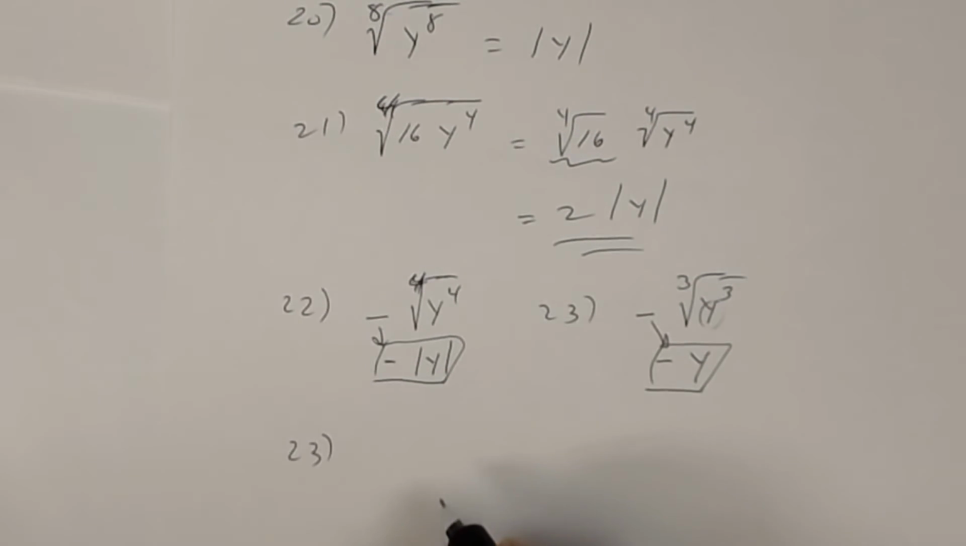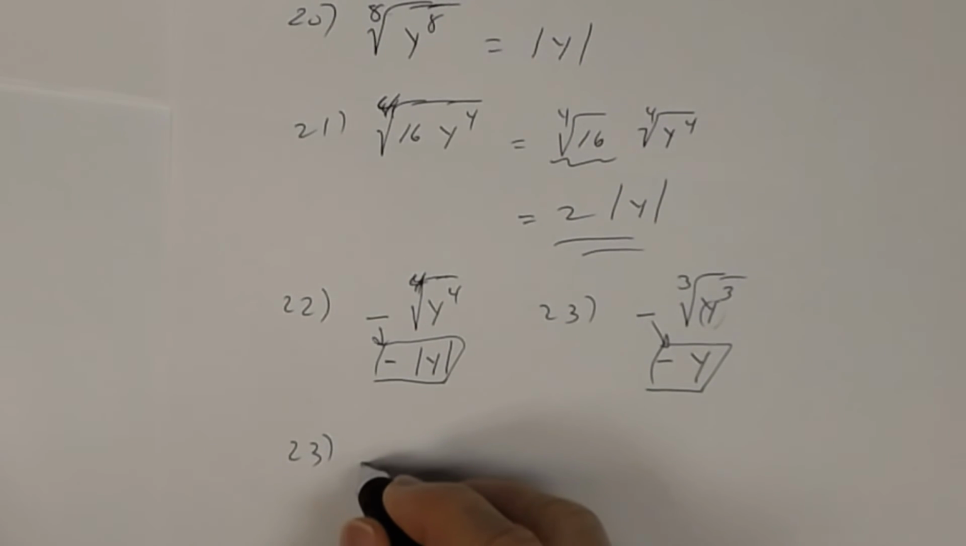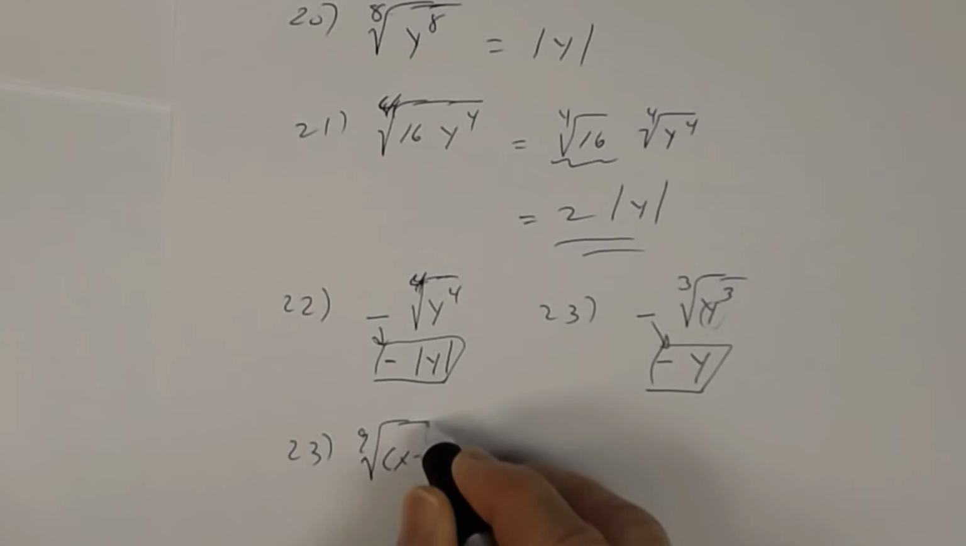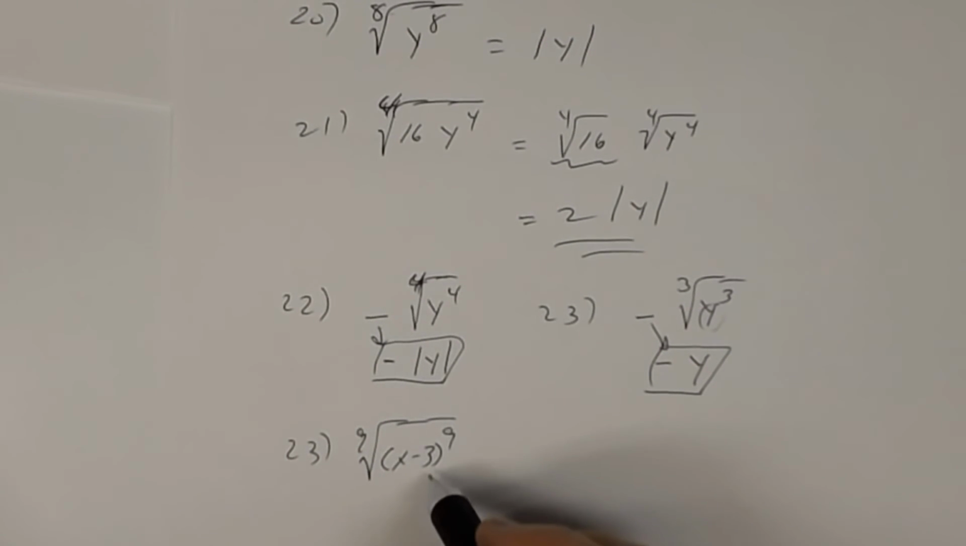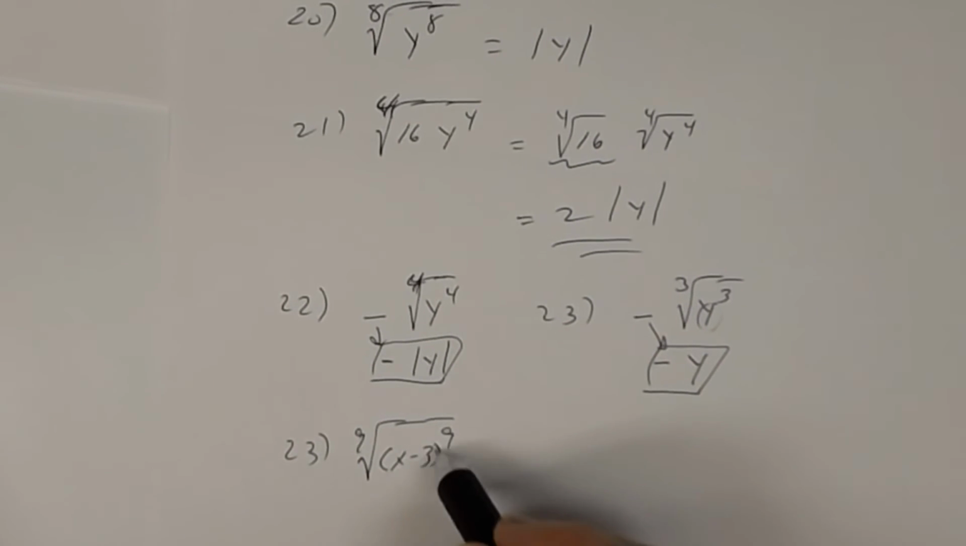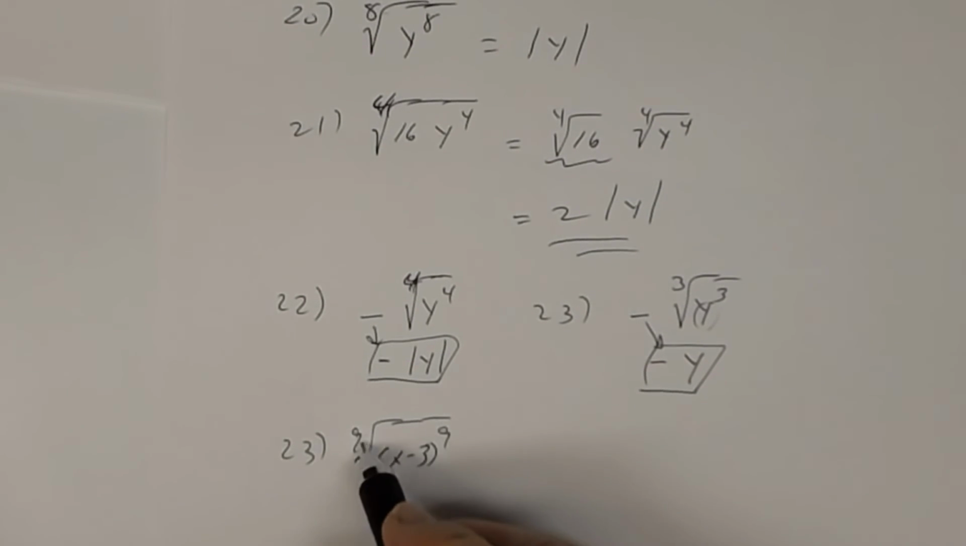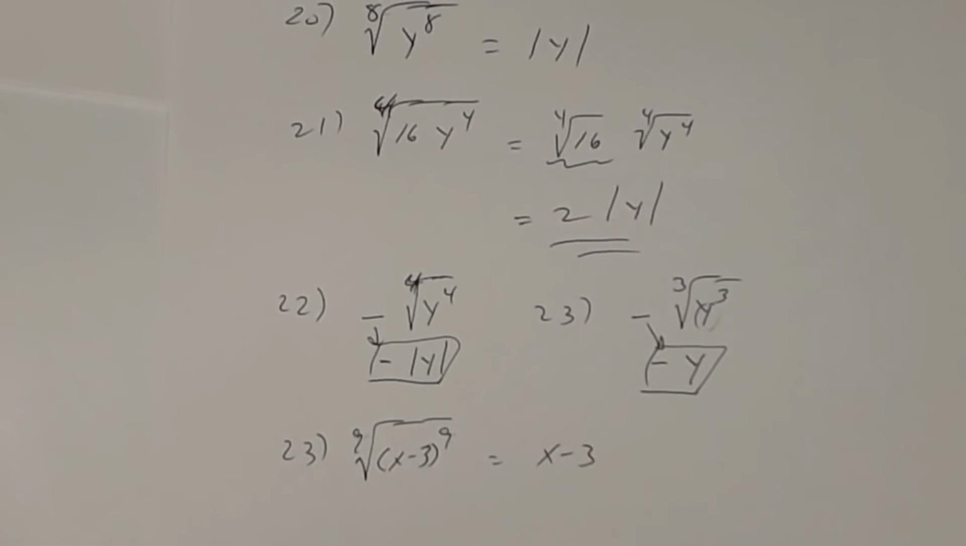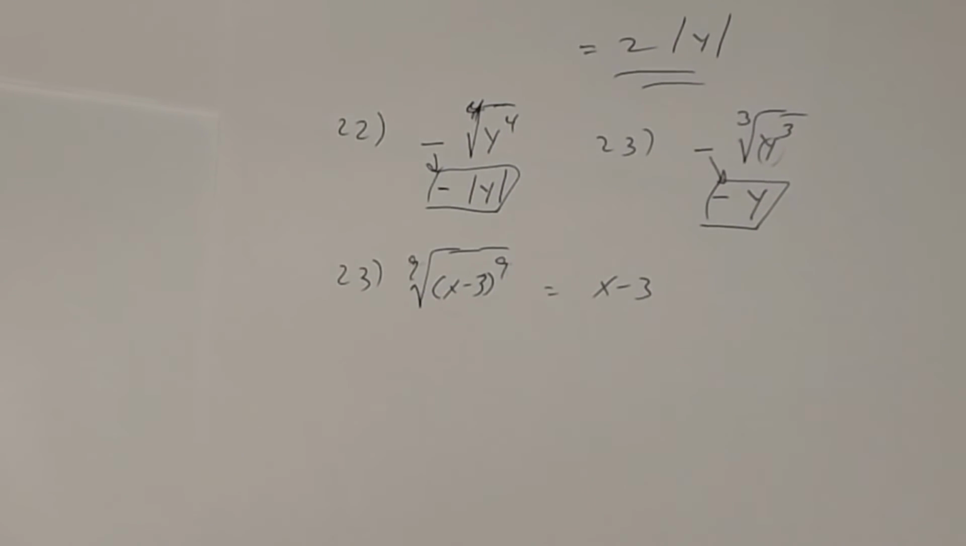What if you had this? Suppose you had the ninth root of x minus 3 to the ninth power. Now, don't let that confuse you. It's just a binomial. But you know there that these are odd, right? So it's just x minus 3. There's your answer, x minus 3.